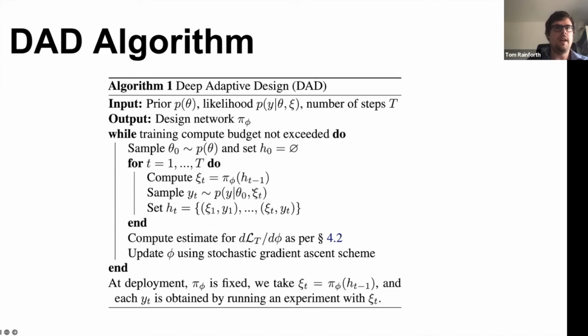We then simulate the output. So here we're doing this before the experiment. So this is not drawing from the true distribution. It's not running the actual experiment. We're using our likelihood model and the fact that we've sampled a ground truth set of parameters to simulate the output that we'll get for that design and those true parameters. And then we're just updating our history to the sets of design outcomes we've seen so far, and we can just roll all the way through this.